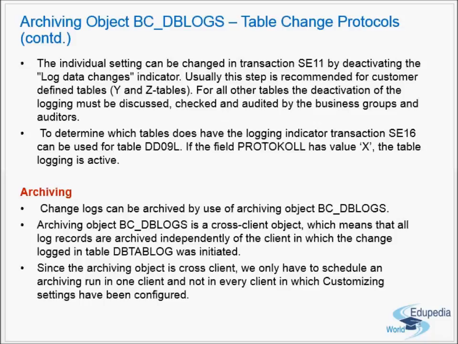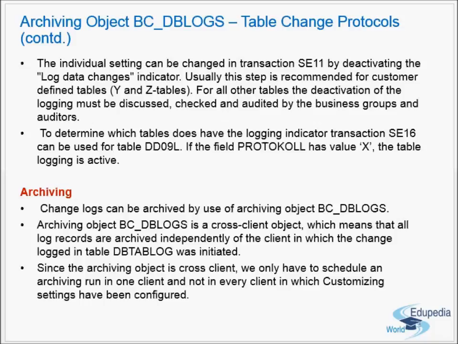So you have to thoroughly check with the client and their legal requirements, and only then deactivate it. To determine which table does have the logging indicator, transaction SE11 can be used for the table DD09L. If the field PROTOKOLL has the value X, then the table logging is active. Now we have one more very useful table, DD09L, where you can just go to SE16 and browse it.